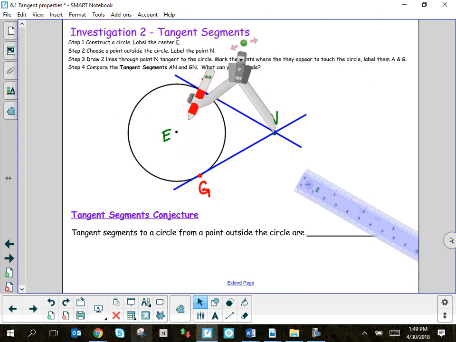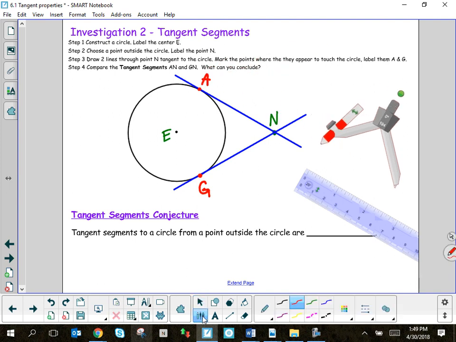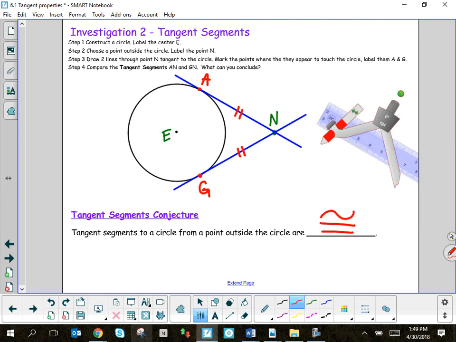That tells you right there that these two segments are identical. So let's go ahead and put some tick marks on here and say that those two are congruent, because they are. And that is always the case. This is the second conjecture you need to have memorized. Whenever you see two tangent segments that are tangent to one circle from one common point, in this case N, outside the circle, then they are going to be congruent, always.